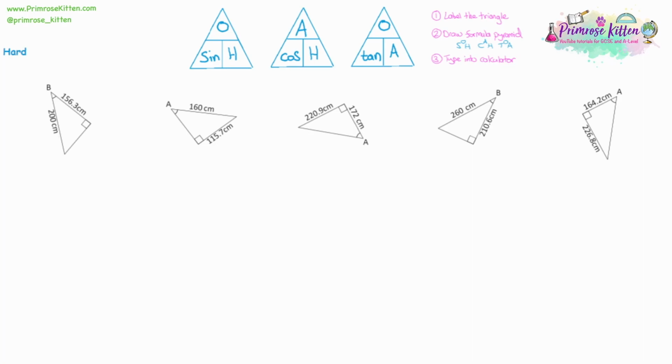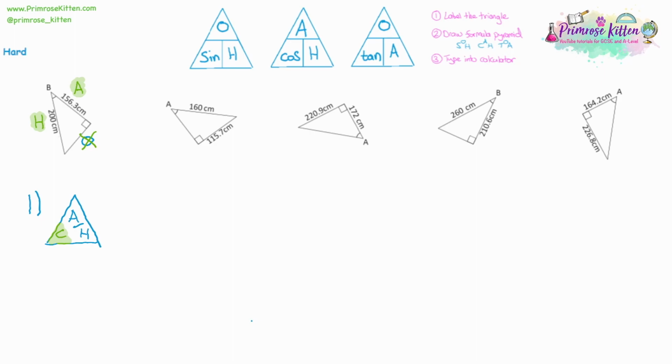So question 1, label the triangle: hypotenuse, adjacent, and opposite. The hypotenuse is a clue and the adjacent is a clue. Don't need the opposite. We're going to draw the formula pyramid. We want H and A, which is in CAH, and we are looking for the missing angle, labelled with a capital B. So it's going to be A divided by H.